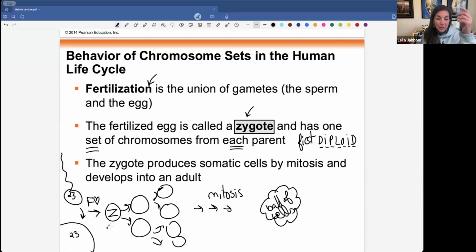And this zygote, by the way, has 46 chromosomes, and it's called diploid. These are haploid cells. This is your first diploid cell. So this ball of cells, did you know that it is still not implanted in the uterus?